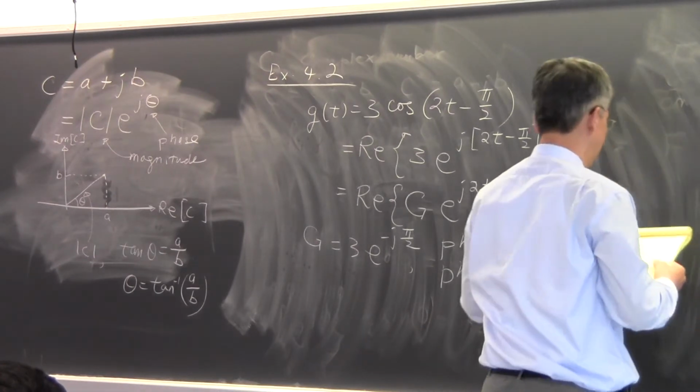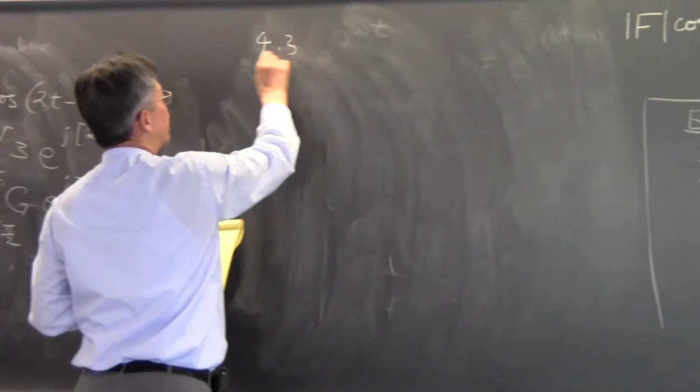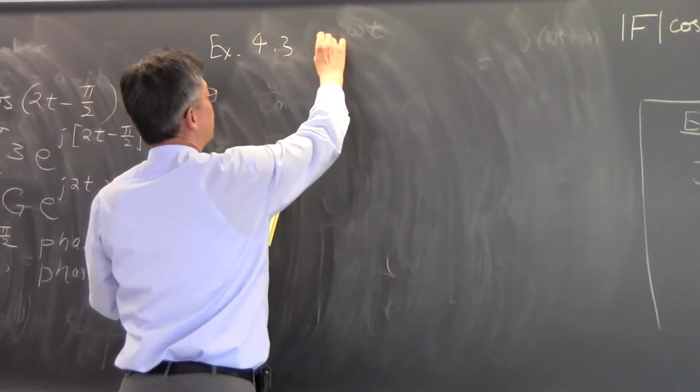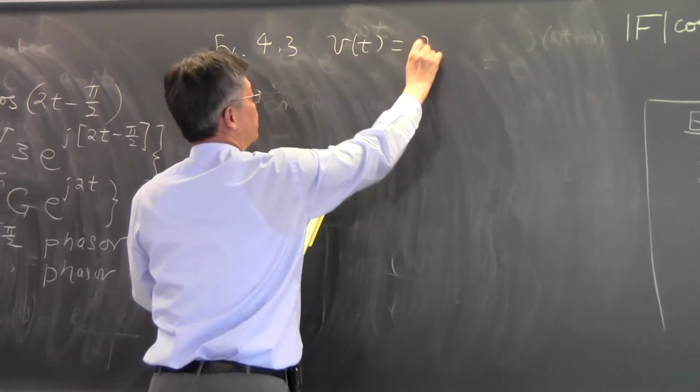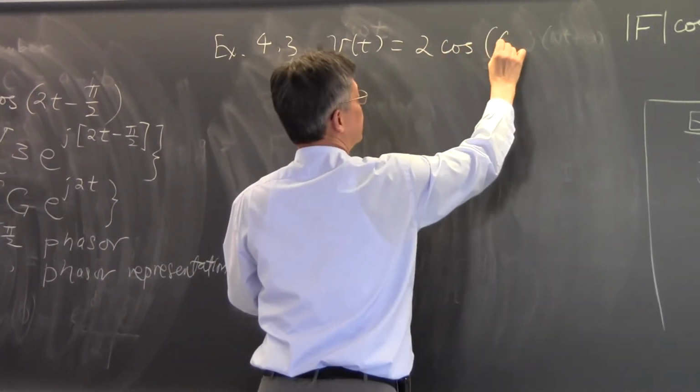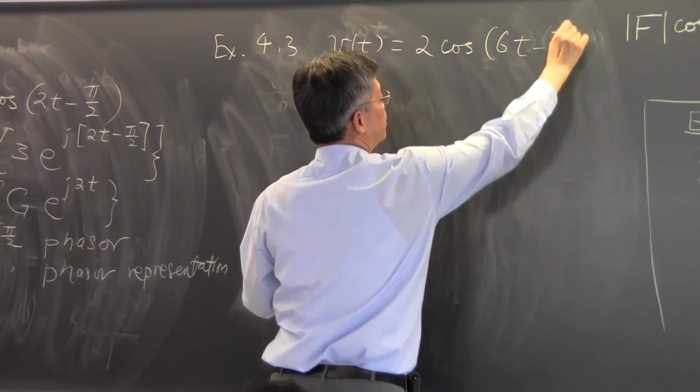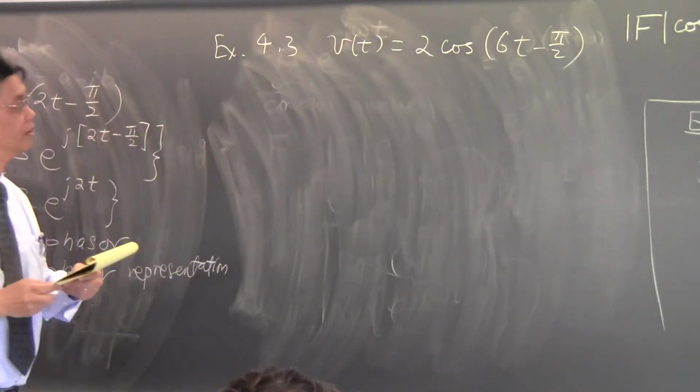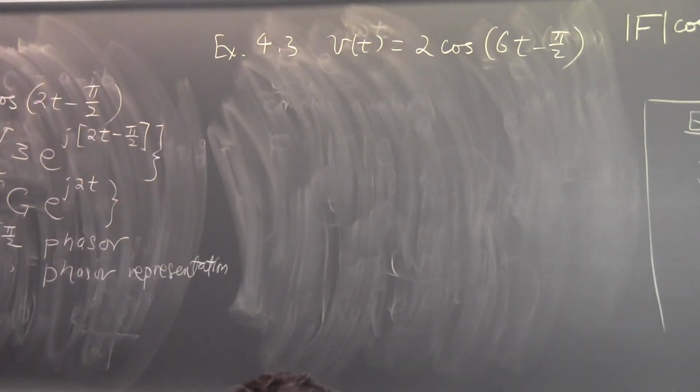Say if you have one that looks like this, example 4.3. B of t is equal to 2 cosine 6t minus pi over 2. What is the phasor form of this cosinusoidal function? What is the phasor rep? Some of you can do it mentally now, right?